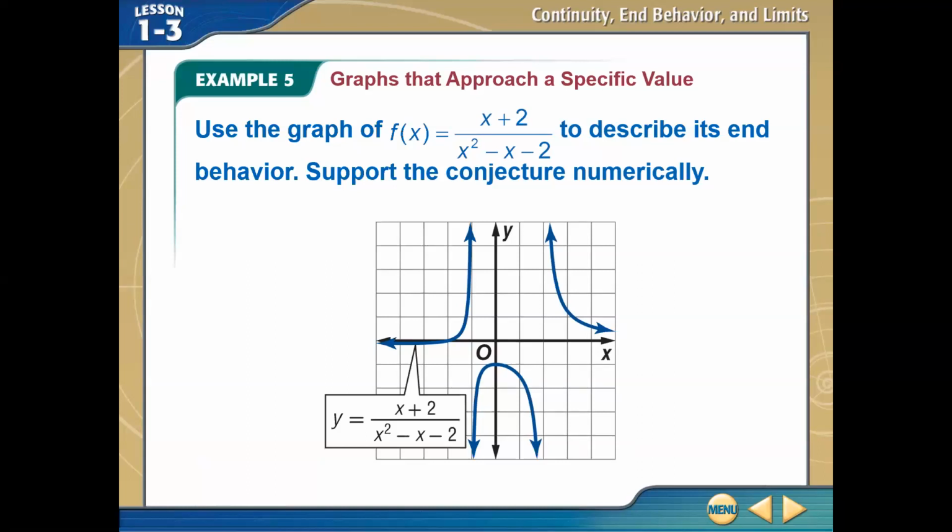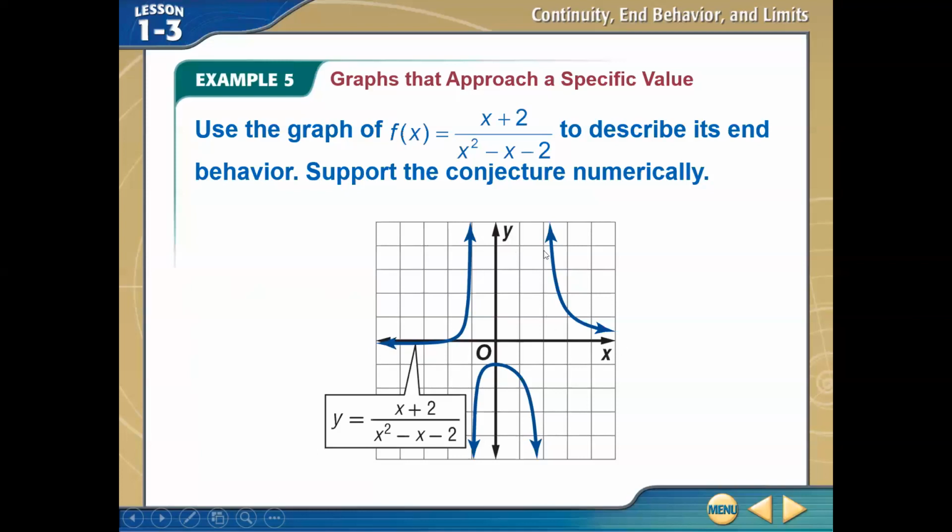So use the graph of f of x, which is equal to x plus 2 divided by the quantity x squared minus x minus 2, to describe its end behavior and support the conjecture numerically. So you can see our graph is discontinuous at certain points, and they want us to find the end behavior. As we analyze it graphically, it looks like it's going to stay at 0. I'm going to say that this is going to stay at 0.